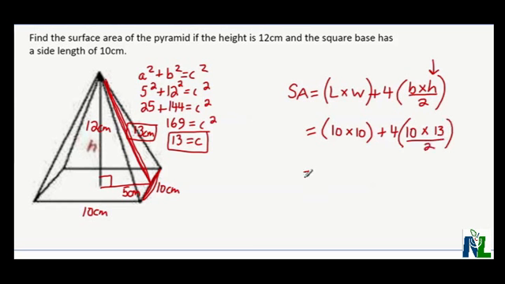So the square base, 10 by 10, would give me 100. I have 4 triangles, and each of those triangles is 130 divided by 2, or 65. So I have 100 for my base, plus 4 times 65 is 260. So my total surface area for my pyramid is 360 centimeters squared.